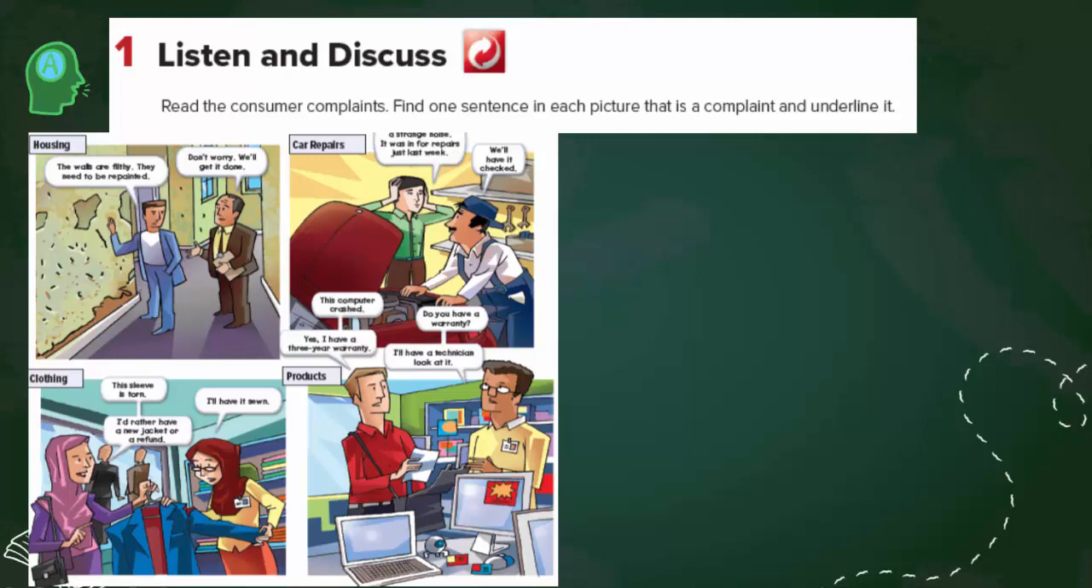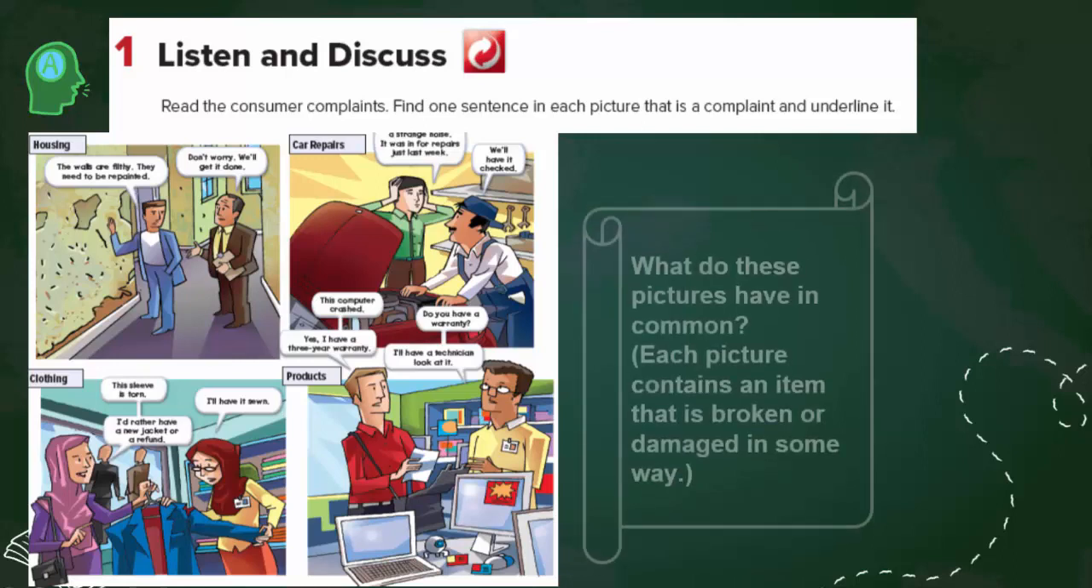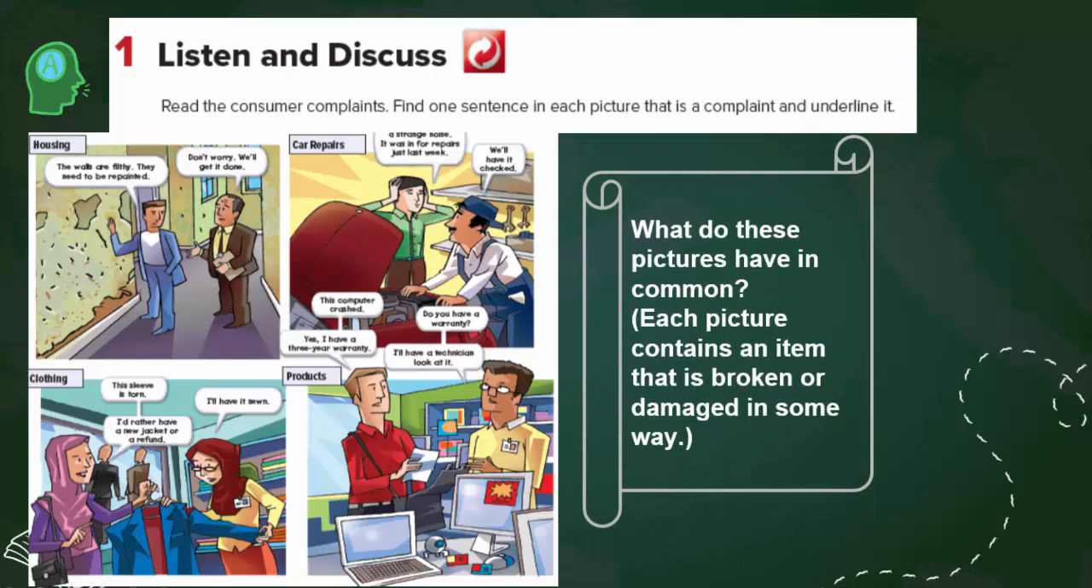Okay, dear student, we will discuss some questions. Would you please pay attention to understand the conversation? What do these pictures have in common? Each picture contains an item that is broken or damaged in some way.